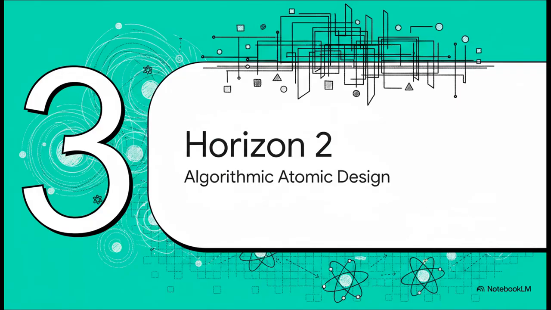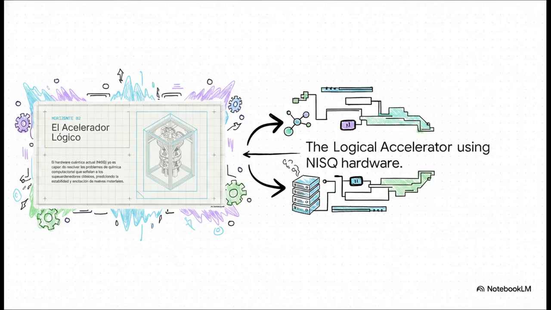Moving right along to Section 3, Horizon 2, Algorithmic Atomic Design. Welcome to the logical layer. Let's head up to the next floor of our architectural tour. This is where we use the massive computational power of quantum mechanics to actually simulate reality itself. What you are looking at here is the logical accelerator.